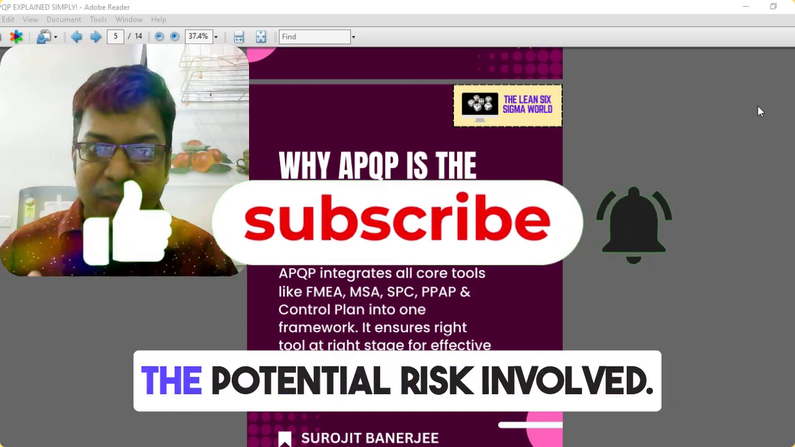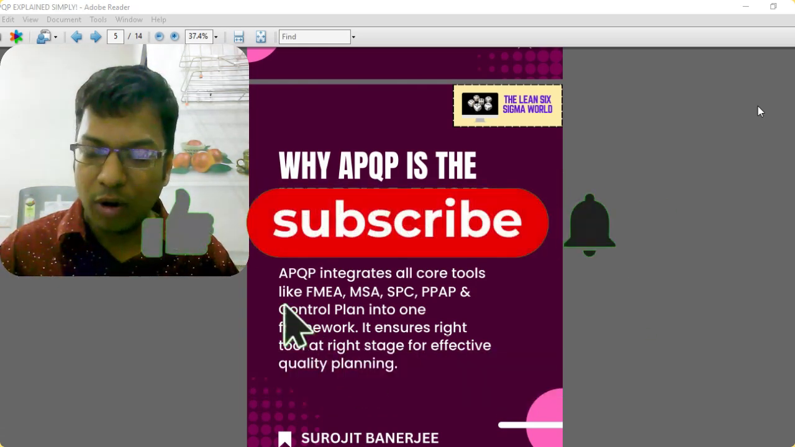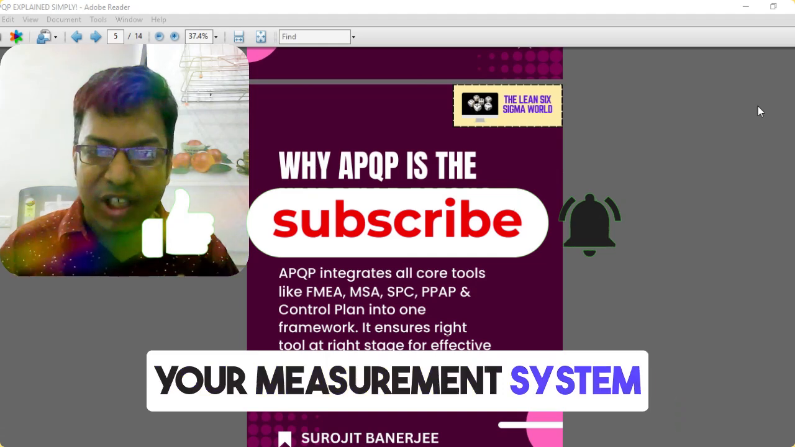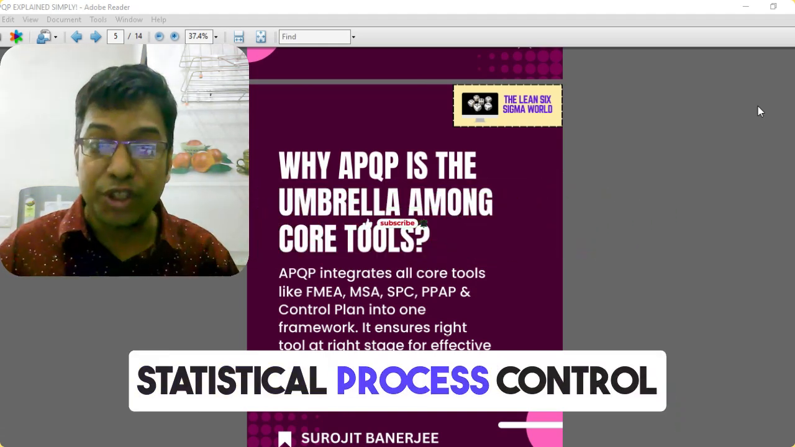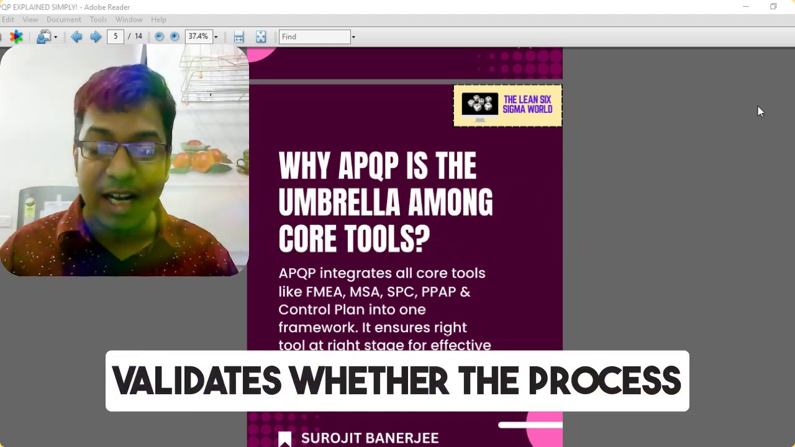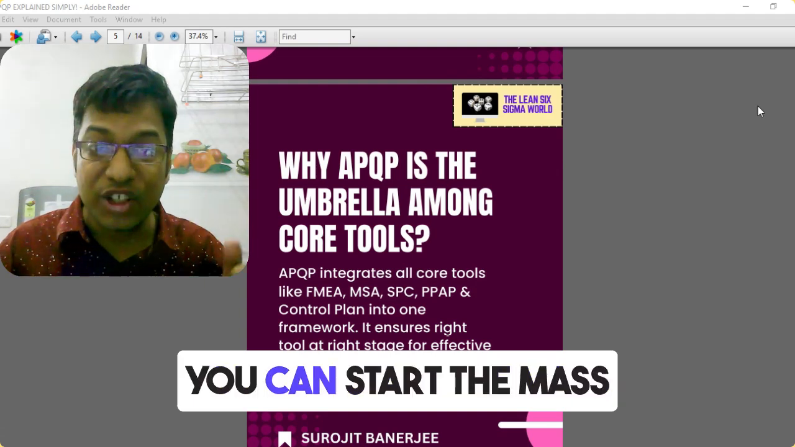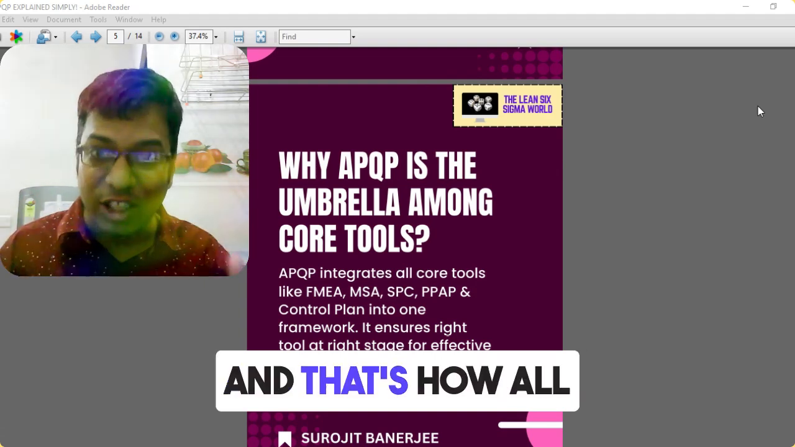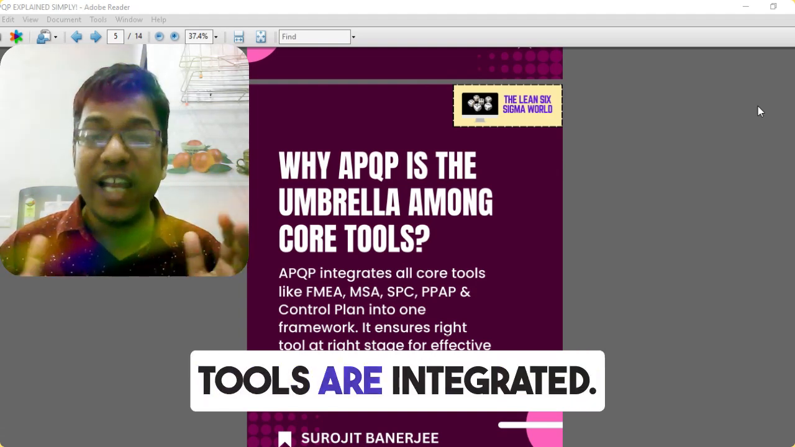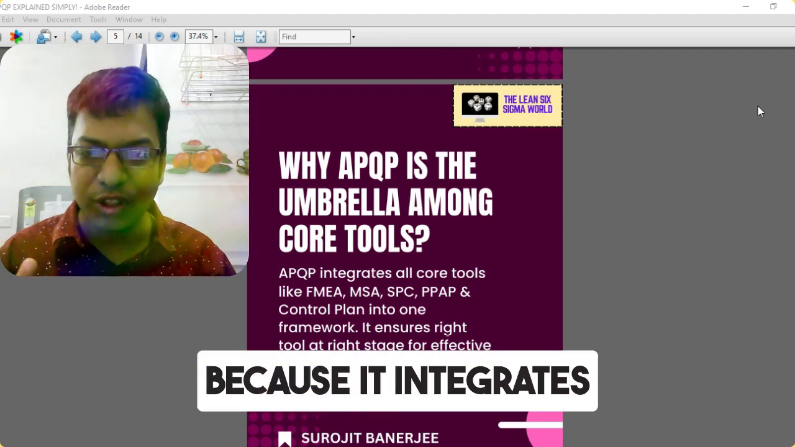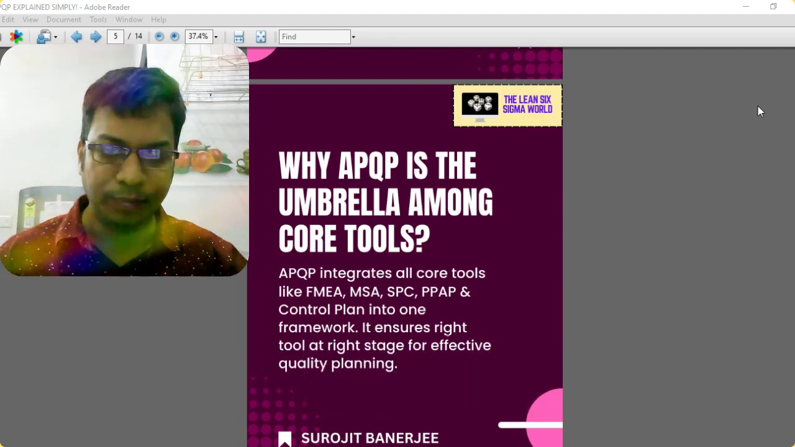FMEA basically identifies the potential risk involved. Okay, and the control plan manages them. MSA ensures whether your measurement system is reliable or not. Statistical process control validates whether the process is in control or not. And PPAP validates the readiness, whether you can start the mass production or not. And that's how all these quality core tools are integrated. But APQP is the umbrella because it integrates all the core tools.